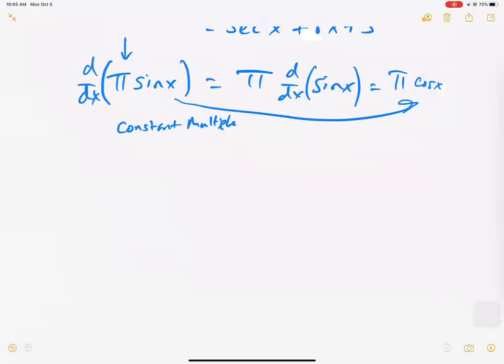So this is great. Sine, cosine, tangent, all these trig derivatives, it's just straight memorization. Well, but what if I give you this?